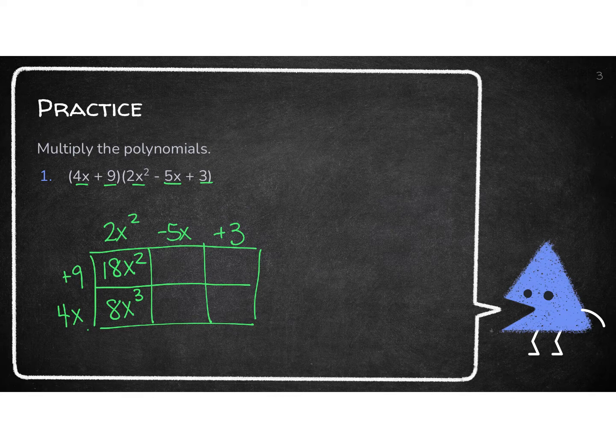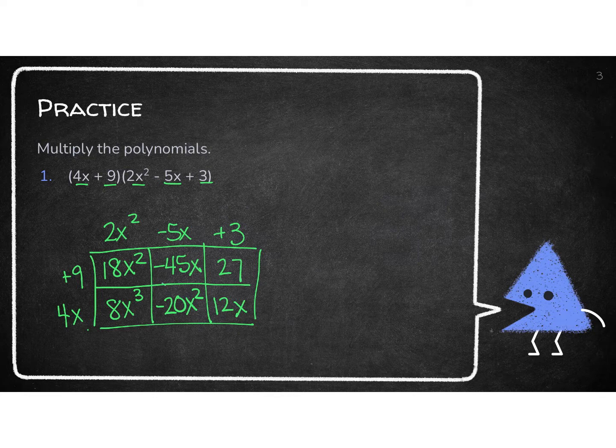I have 4x times negative 5x. I get negative 20x squared. 9 times negative 5x is going to give me negative 45x. 4x times 3 is going to give me 12x, and 9 times 3 is going to give me 27.